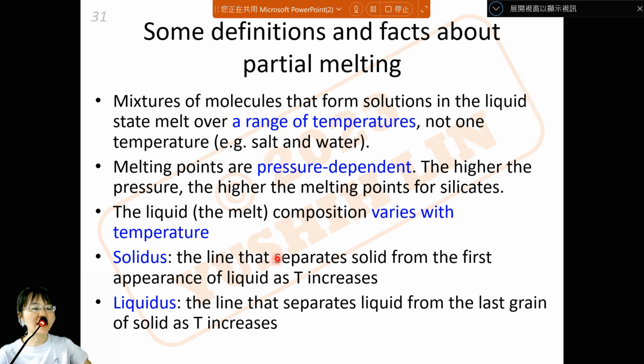Solidus is the line that separates solid from the first appearance of liquid. So you can think of it as the first melting temperature. And liquidus is the line that separates liquid from the last grain of solid. You can think of it as the last or the highest melting point.